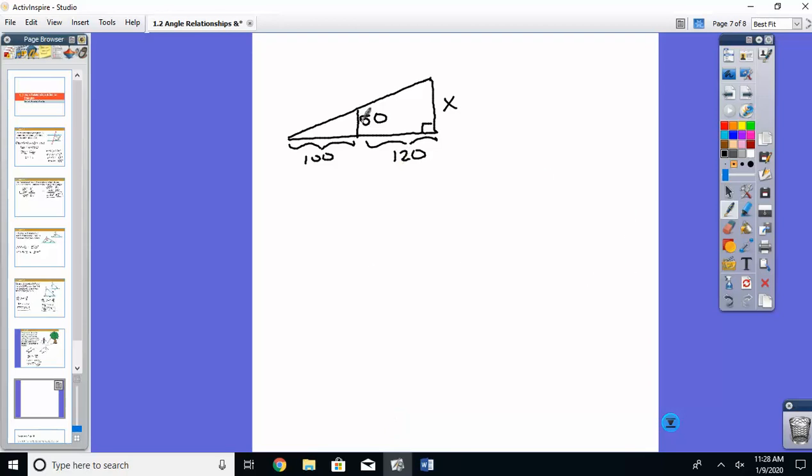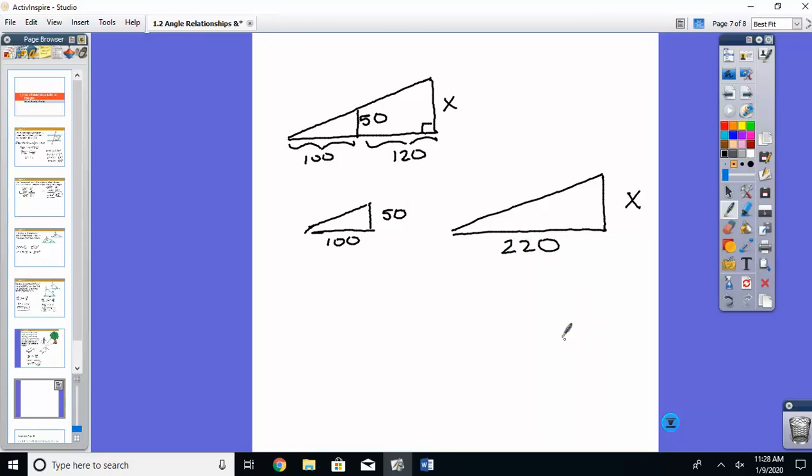You can use the small triangle, that little tip up there where the height is 50 and the bottom is 100, and we could use the whole triangle where the height is x. What is the length of that entire one? 220. So we just kind of separated them. We did the little one, then we did the whole thing, and now you can set up a proportion. You could say 50 over 100 equals x over 220.